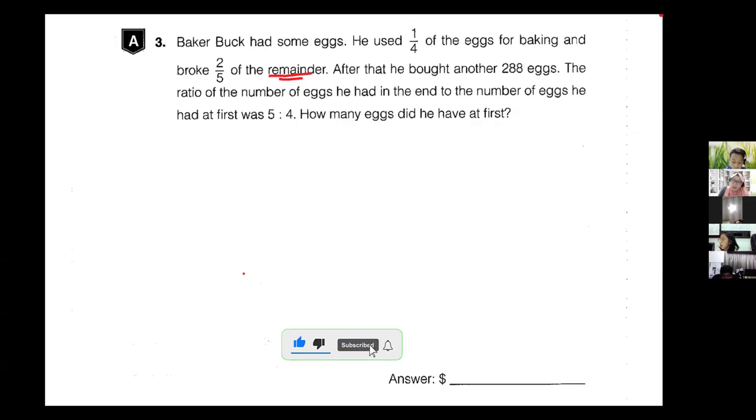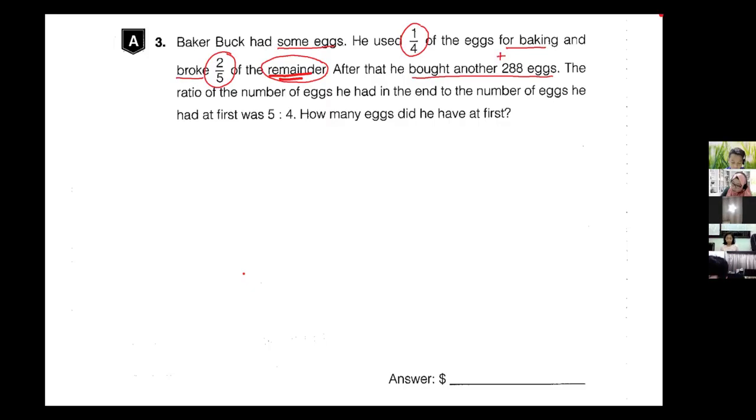Baker Buck had some eggs. I do not know the number of eggs that he had at first. All I know is he used 1/4 of the eggs for baking, and he broke 2/5 of the remainder. After that, he bought another 288 eggs. Bought means I must plus, right? This one must plus. The ratio of the number of eggs he had in the end to the number of eggs he had at first was 5:4. How many eggs did he have at first?